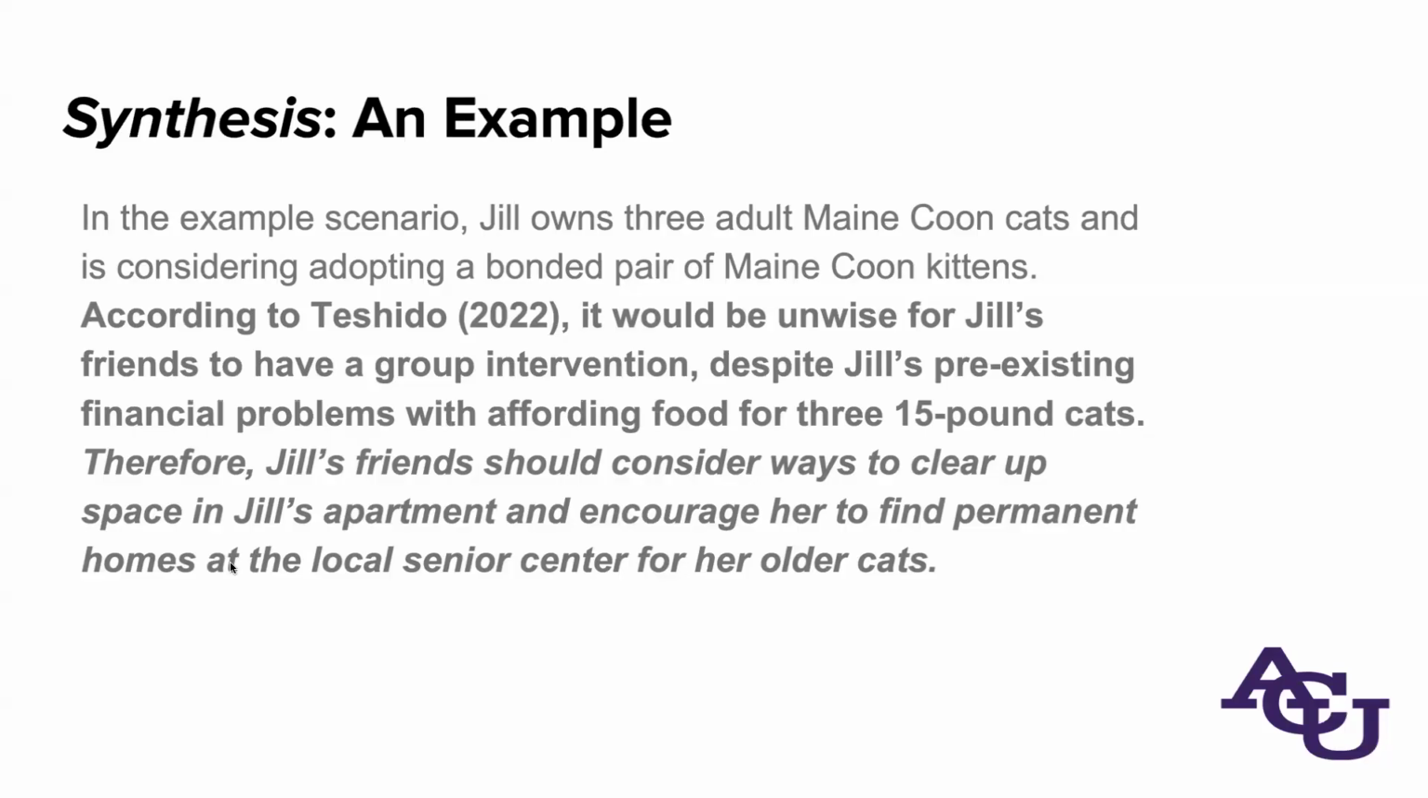Okay, here we go. In the example scenario, Jill owns 3 adult Maine Coon cats and is considering adopting a bonded pair of Maine Coon kittens. According to Toshido 2022, it would be unwise for Jill's friends to have a group intervention, despite Jill's pre-existing financial problems with affording food for 3 15-pound cats. Therefore, Jill's friends should consider ways to clear up space in Jill's apartment and encourage her to find permanent homes at the local senior center for her older cats.